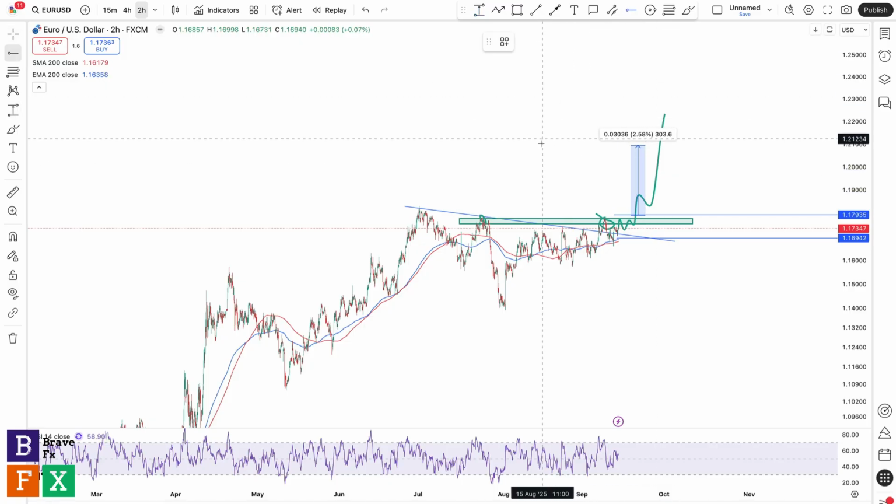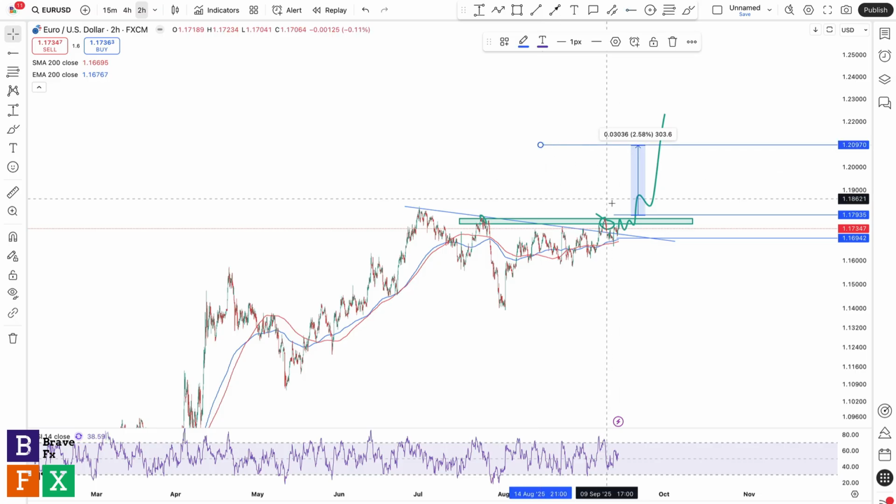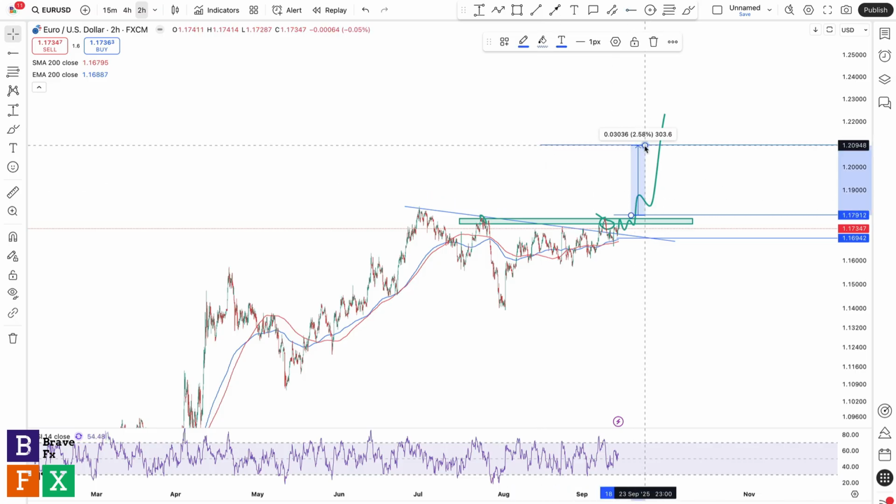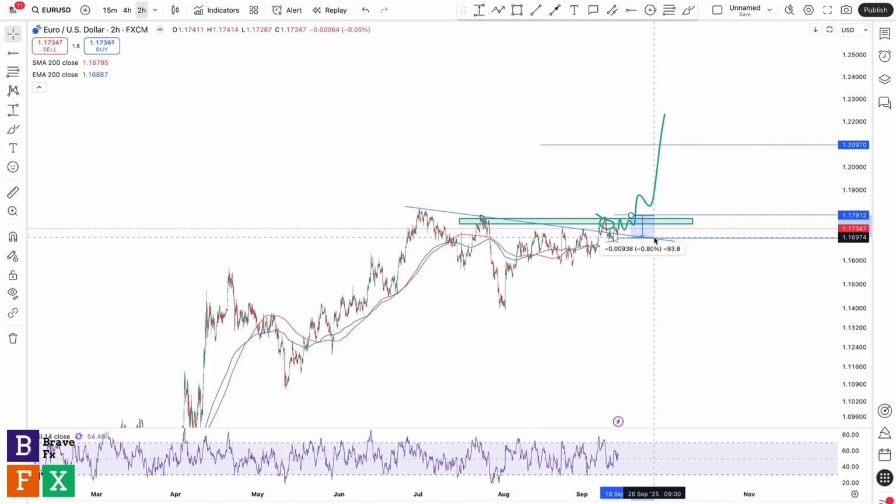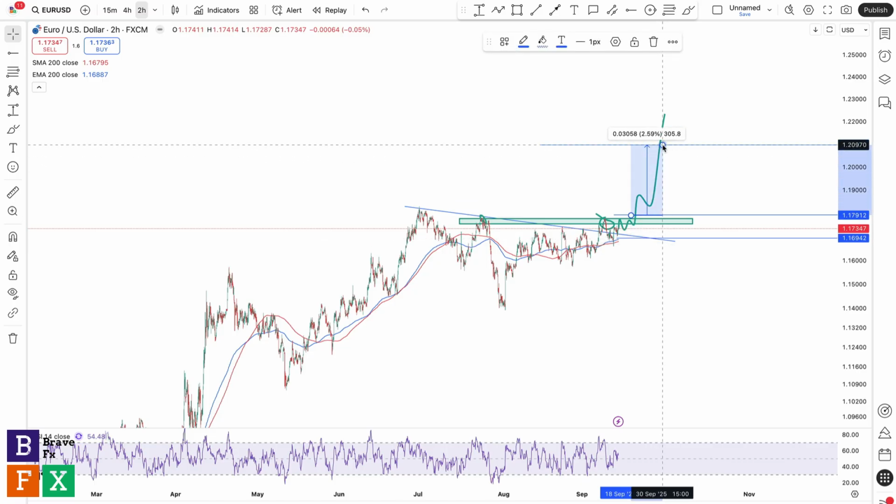So 300 pips target here, and this will give me a decent risk to reward ratio of 1 to 3, right? So sounds good to me. So 100 pips stop loss with a potential 300 pips take profit target. That's how I'm going to trade EUR-USD this week, as well as GBP-USD, gold, and the Nasdaq.